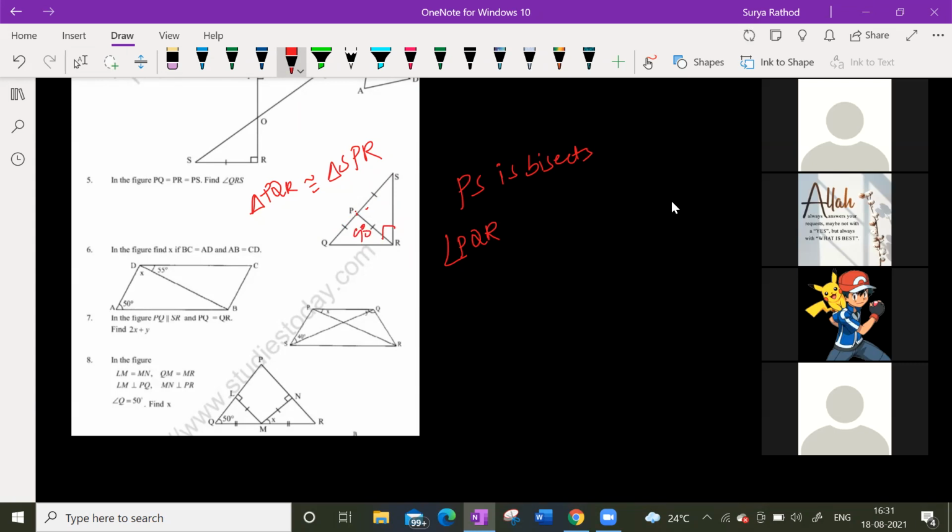Any doubts here? Sir, actually I solved it using SAS, sir. How? PR is the bisector of QS, right? Then angle RPQ will be equal to angle RPS. Therefore I know the SAS, right? My two sides are RP and PQ, and PS and PR. Okay.